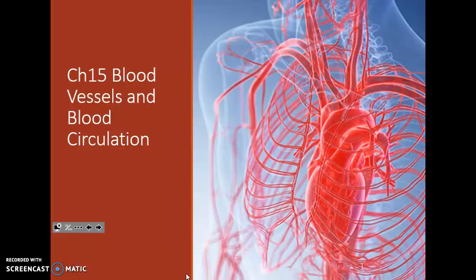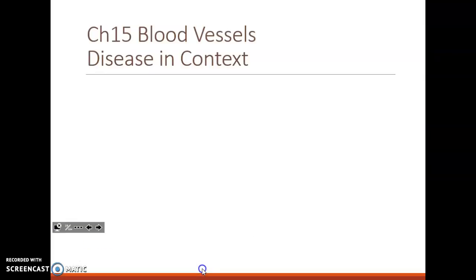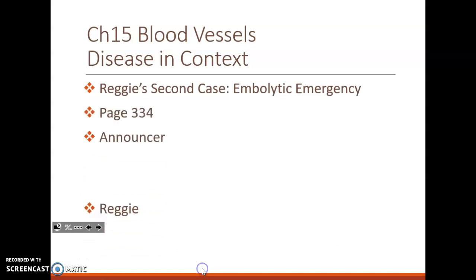In part A, we learned about the heart and the parts of the heart and what the heart does. In part B, we learned about blood vessels and blood circulation.